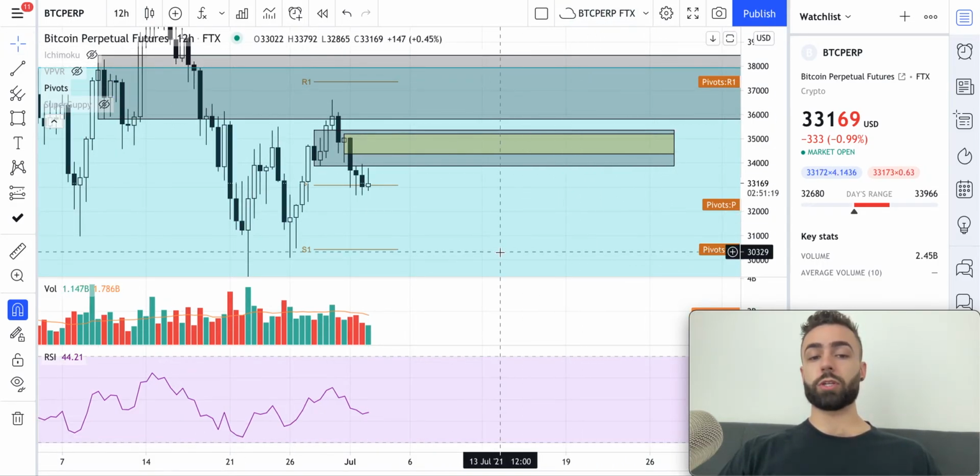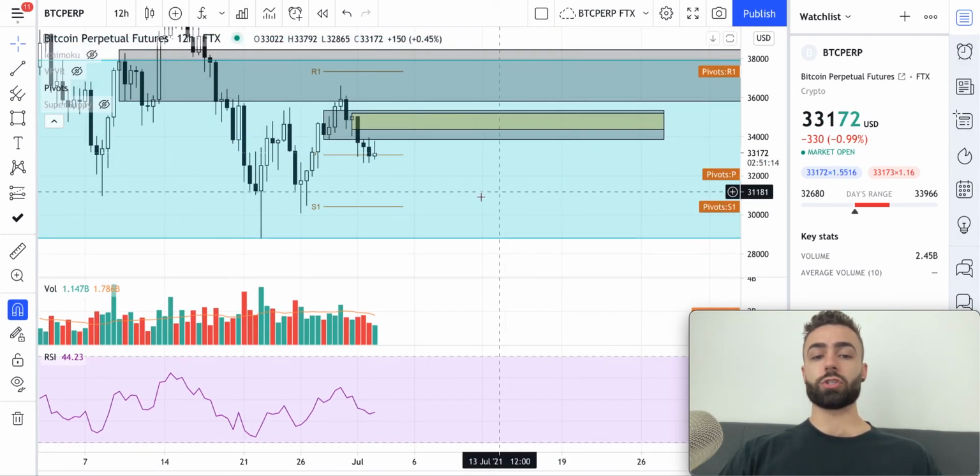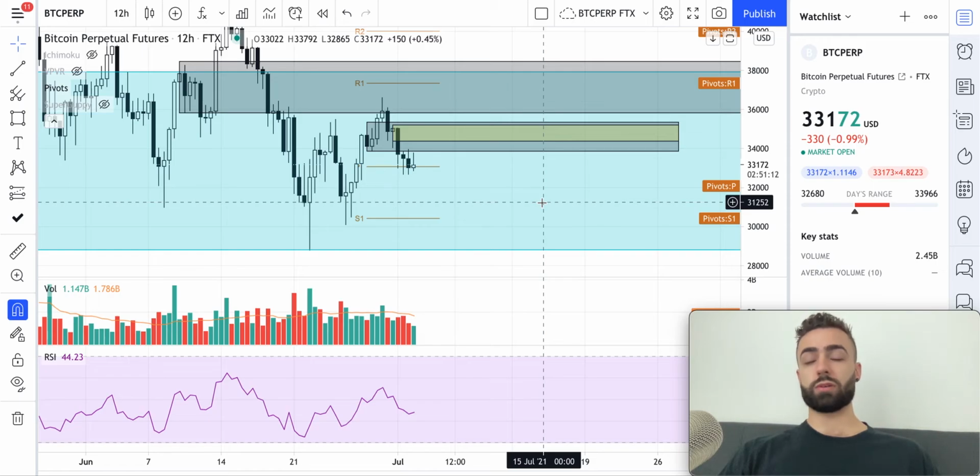Bears still very much in control. We're keeping an eye on the different trends for these different time frames, and we'll see what we end up getting in the coming days and weeks.